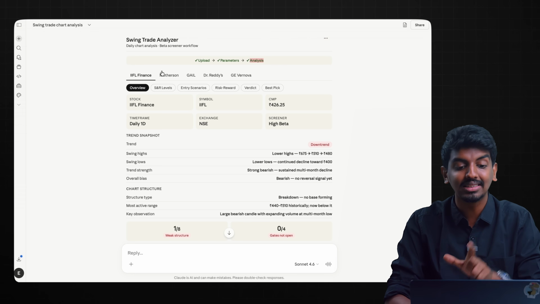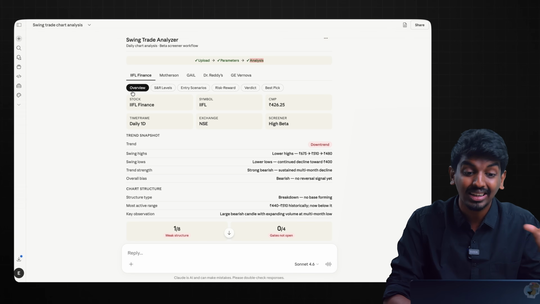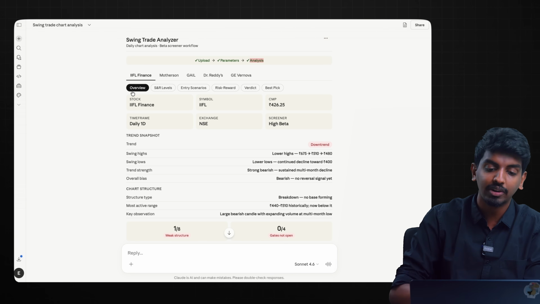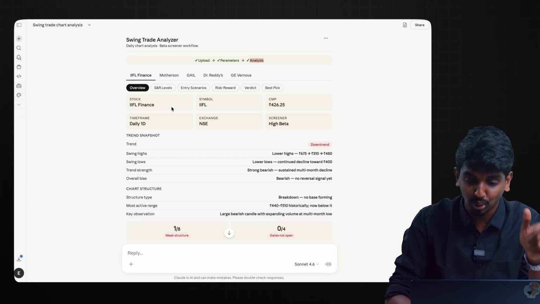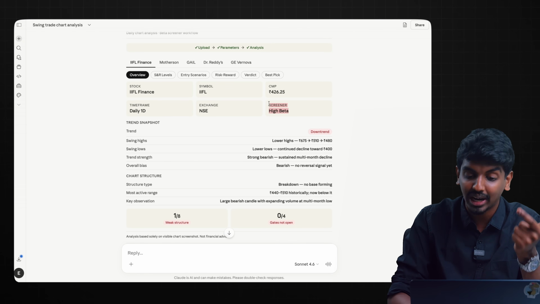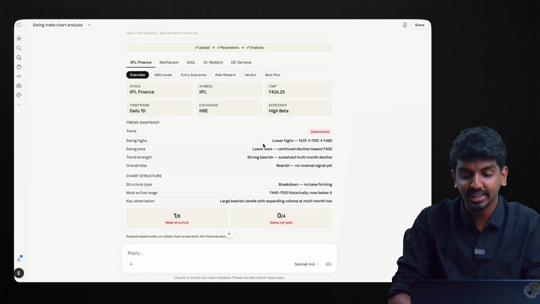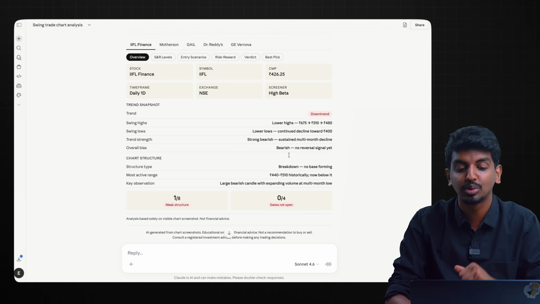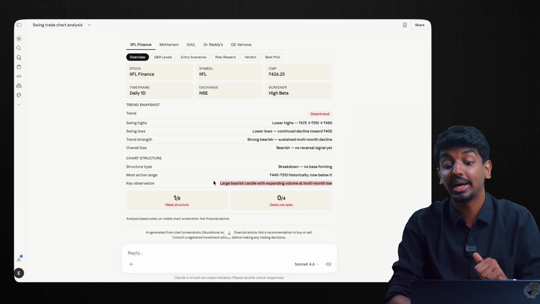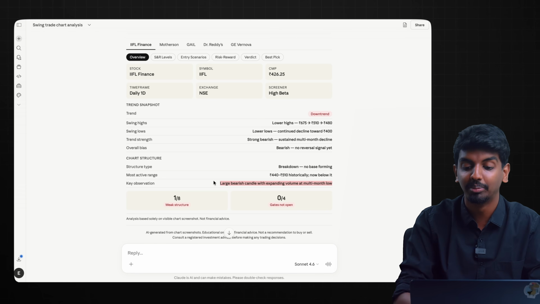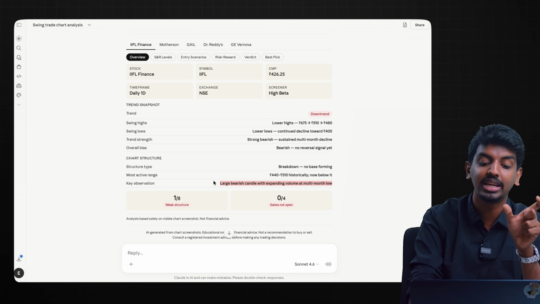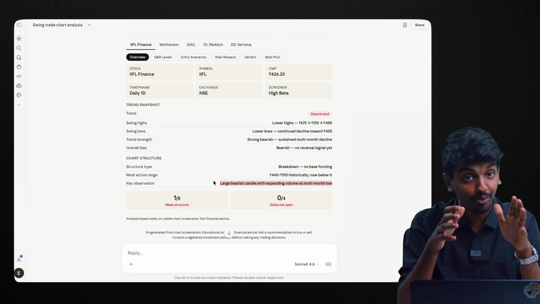So you can come and see that for IIFL Finance, a detailed technical analysis is given here. What all are given? Overview. What is the stock's name? What is the symbol name? How did we get it? We got it through the high beta screener. And you can see that these are the swing highs, these are the swing lows, and it is giving a key observation, which is a large bearish candle with expanding volume is visible in the stock, and it is at a multi-month low. So it's saying that it is a weak structure.